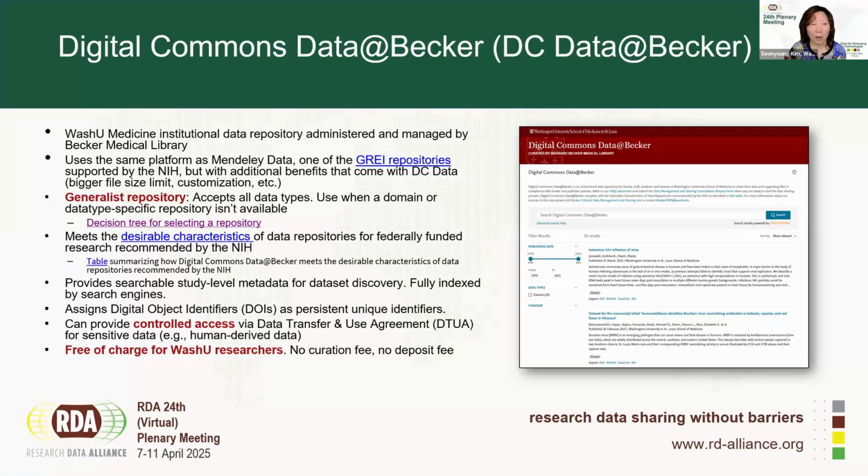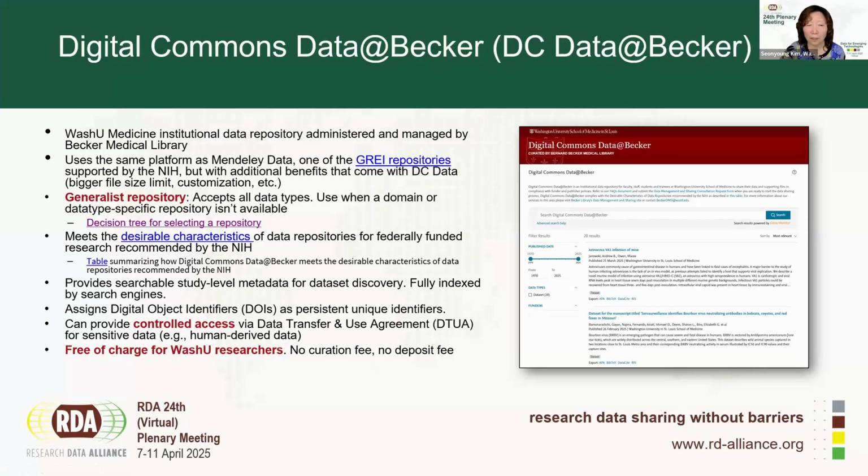For example, it allows bigger file sizes, like 100 gigabytes, and we can have some customization in terms of metadata fields. It is a generalist repository, so it accepts all data types. When researchers cannot find a domain-specific repository, they can come to us. We built a decision tree for selecting a repository. It meets all the desirable characteristics of a data repository for federally funded research recommended by NIH. So we put together a table going over each element of a desirable characteristic. It does provide searchable study-level metadata, and it's fully indexed by search engines.